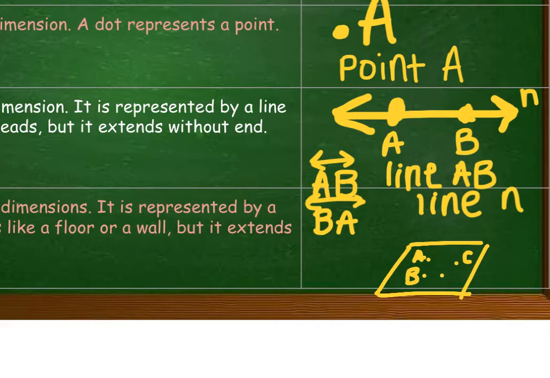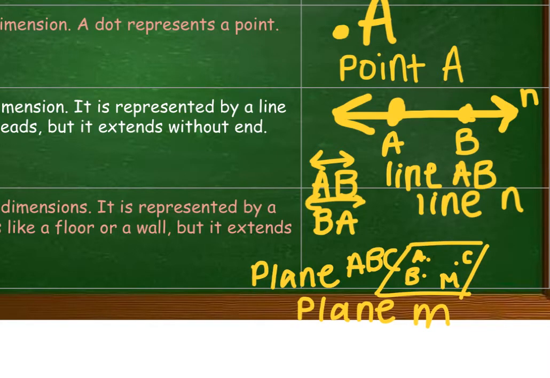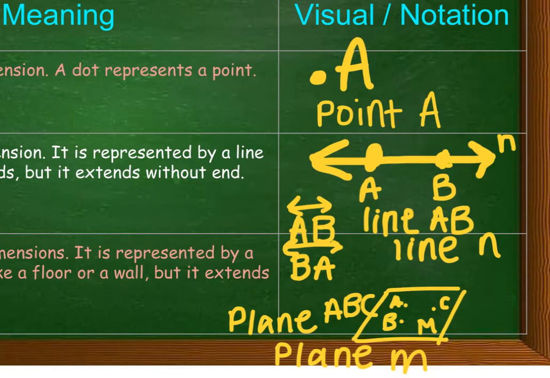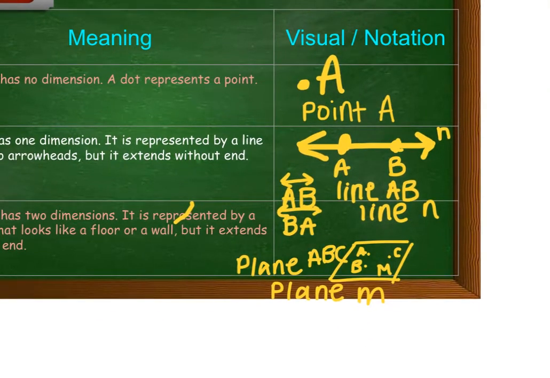We'll label this plane M, okay? So we'll label this as plane M, and you can also write it as the plane of the 3 dots that are here. So you can also write it as plane ABC. All right? So that's basically all you need to know for this slide, okay? Point A, line AB, line BA, or line N, depending on which one. And then you also have plane ABC or plane M, all right? You're gonna see this notation much more, so just bear with me if you don't understand right now. All right, so let's go to the next slide.